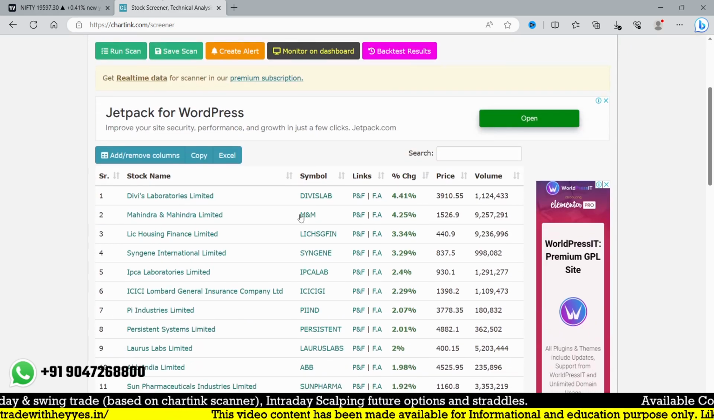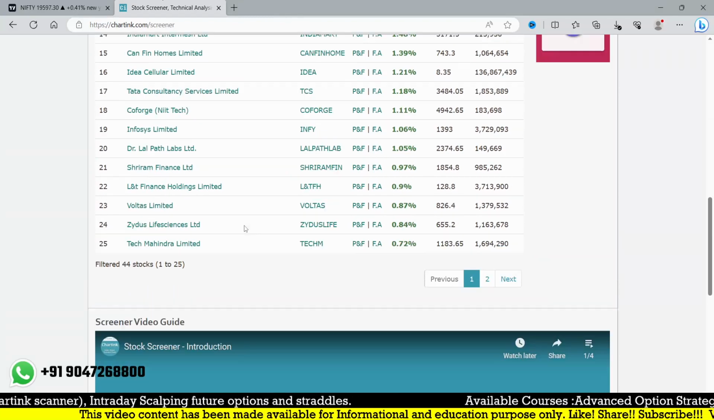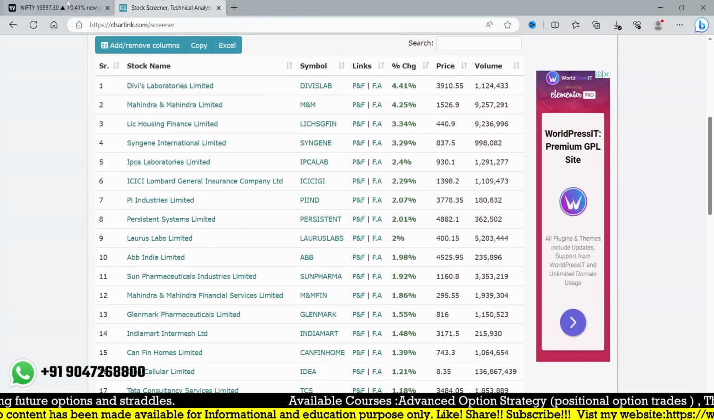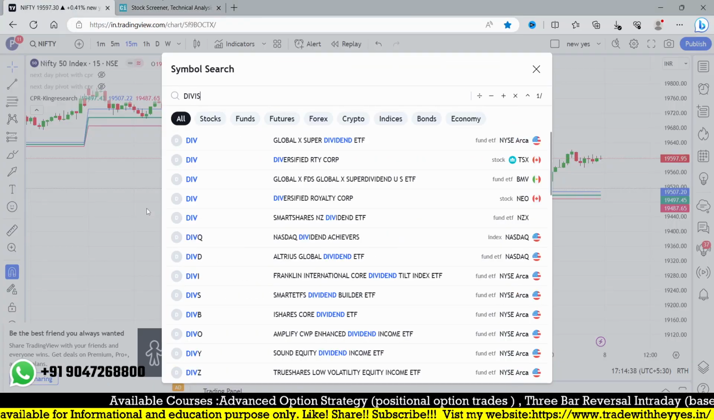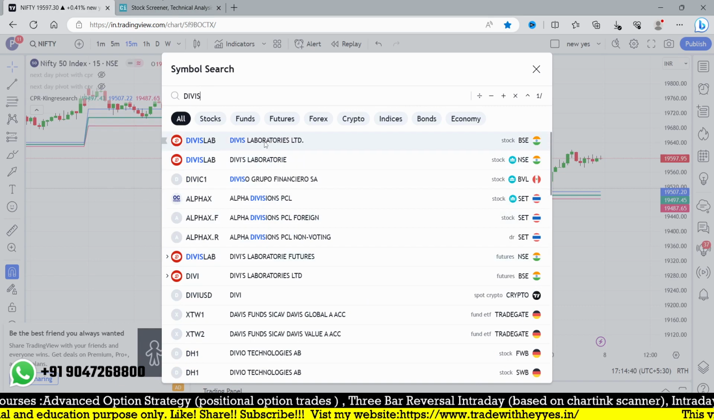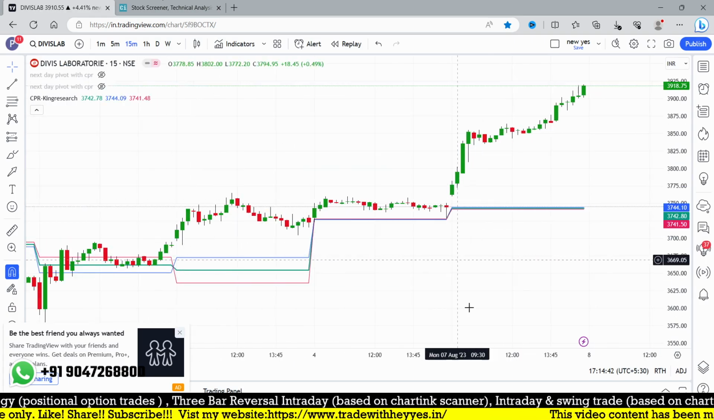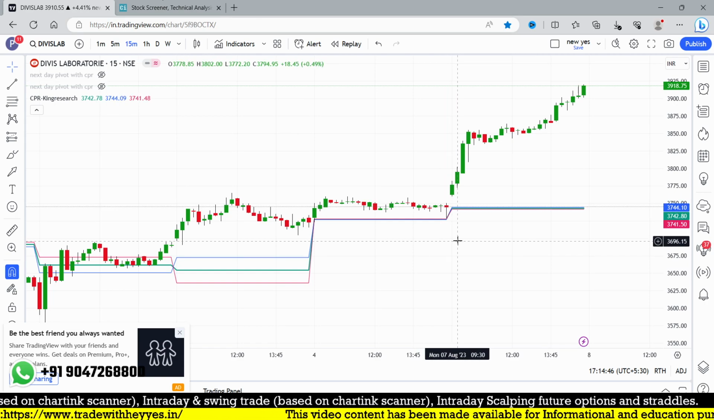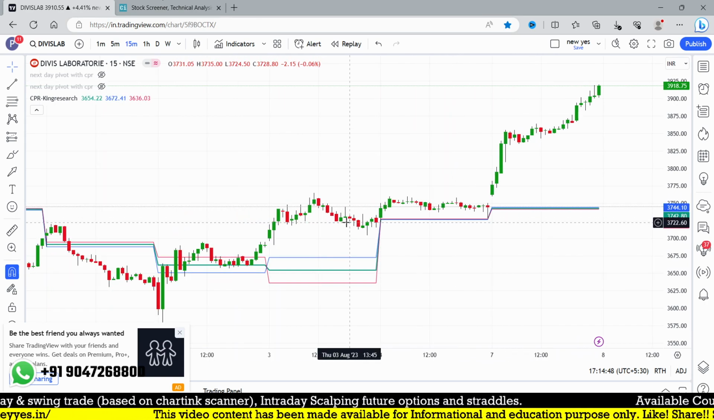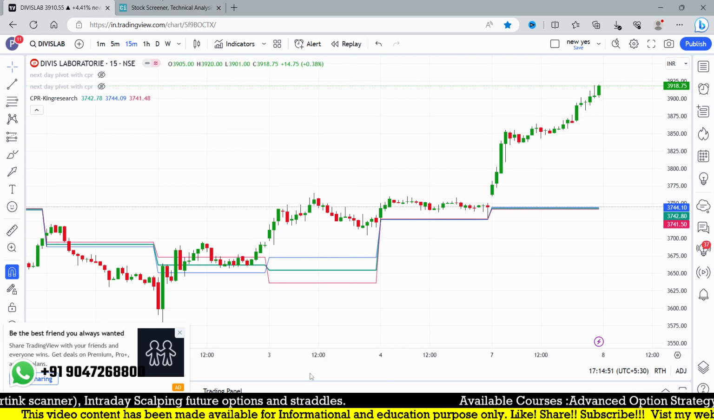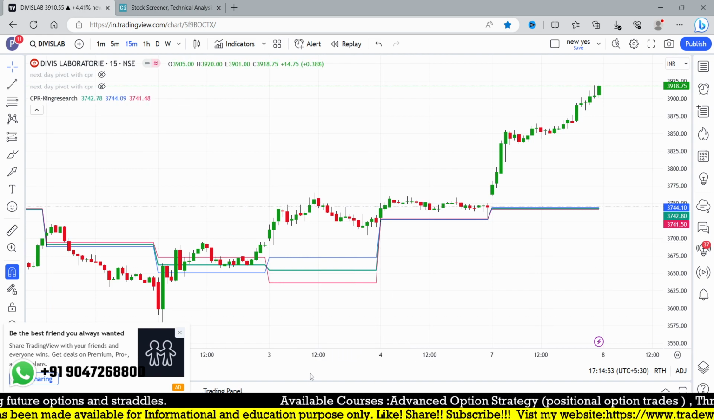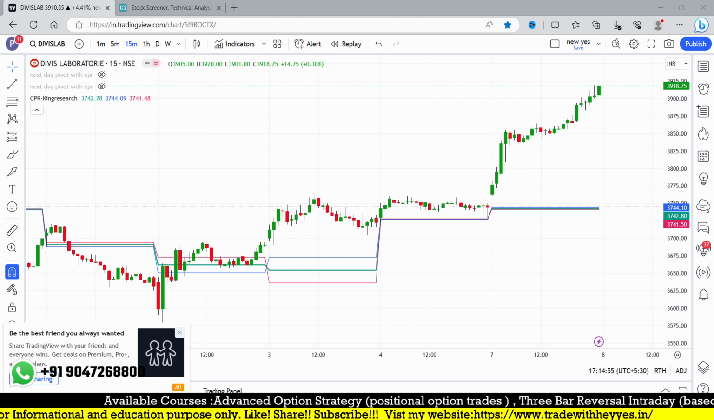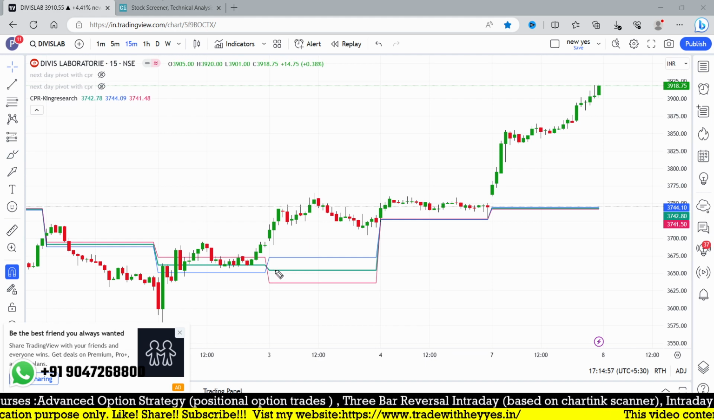If you are using this, we have a lot of stocks, maybe confusion. For example, if you are going for Divi's Lab, on NSE, look at this. Here, the market has not taken up. You can see previously which one I showed you. In this case, the crossover. I hope you understood. It's an important concept.